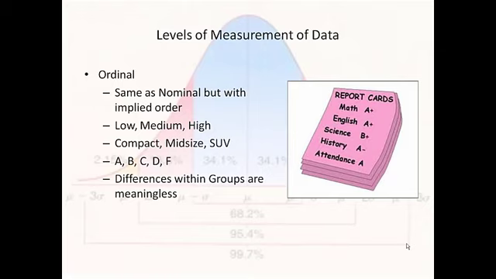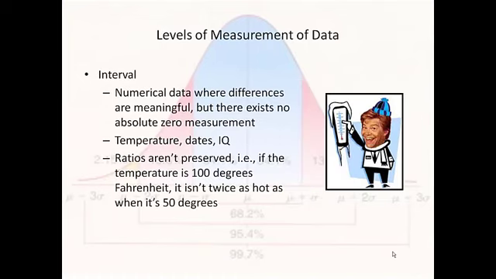Okay? So that's ordinal. So we've got nominal, we've got ordinal, and we have interval. Interval is when we start really launching into numerical data. In this case, think of it as the differences within groups are meaningful. But the problem with interval data, why it's not the strongest, there are only 4, by the way, we'll go into the 4th one in just a sec, is that there's no absolute zero.